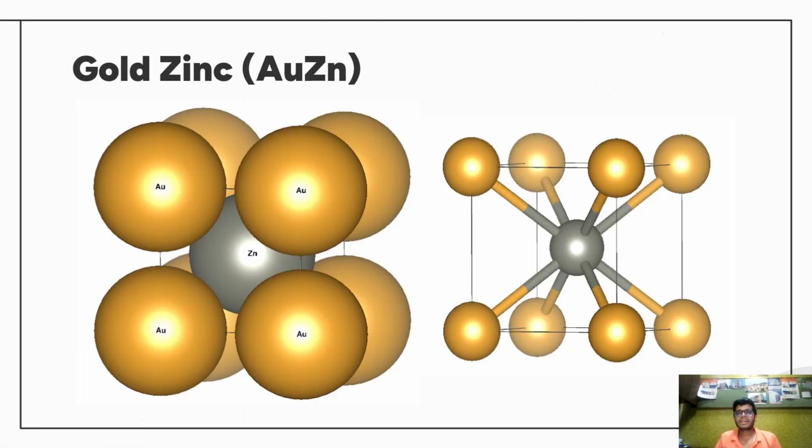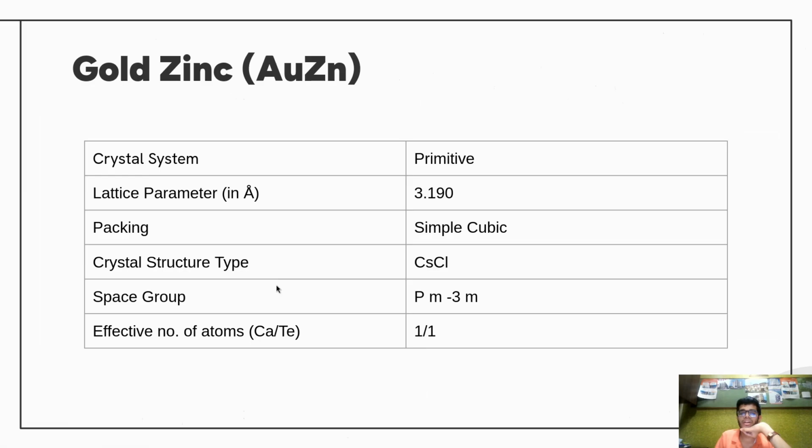Next up we have gold zinc, AuZn. It has a simple cubic, CsCl-like, cesium chloride-like structure. You have gold atoms making up the primitive cubic unit cell, and the zinc atom occupies the body center void. The effective number of atoms is one for both of them, and the space group is Pm3̄m. Again, the point group is the same as cesium chloride. So pretty easy to visualize. And yeah, that was part B.